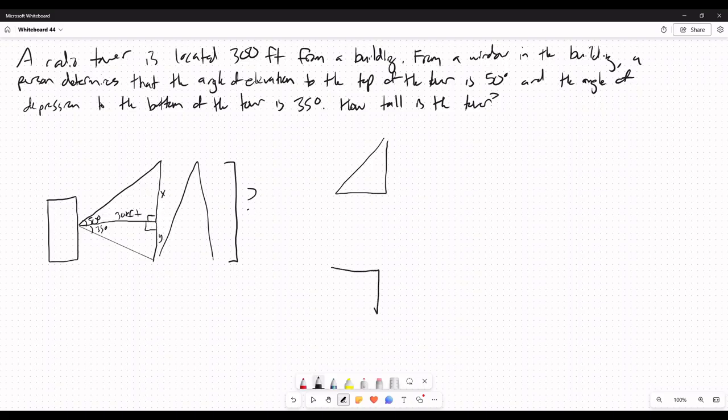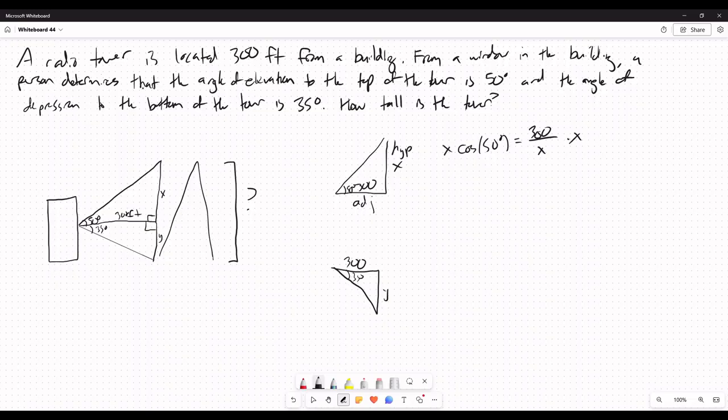So I have two different triangles. This one has 35 degrees and this length is 300. This one has length 300 and this is 50 degrees. Here's x, here's y. So in this one, I know what the adjacent is, and I'm trying to find the hypotenuse. What trig function do I have that relates adjacent and hypotenuse? That's going to be cosine. So I know that cosine of 50 degrees equals adjacent over hypotenuse, 300 over x.